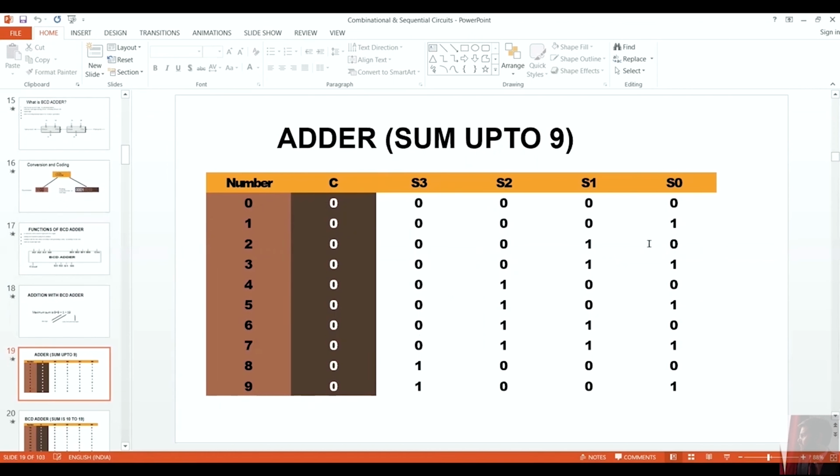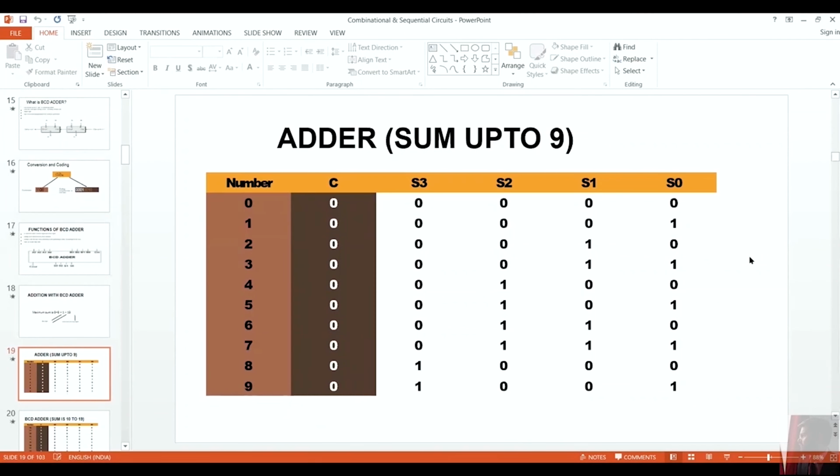Now I am talking about 0 to 9, right? I am taking a switch. Now just see it, don't try to remember it. 0 is 0. This is 1. This is 2. This is 3. This is 4. This is 5. This is 6. This is 7. This is 8, and this is 9.